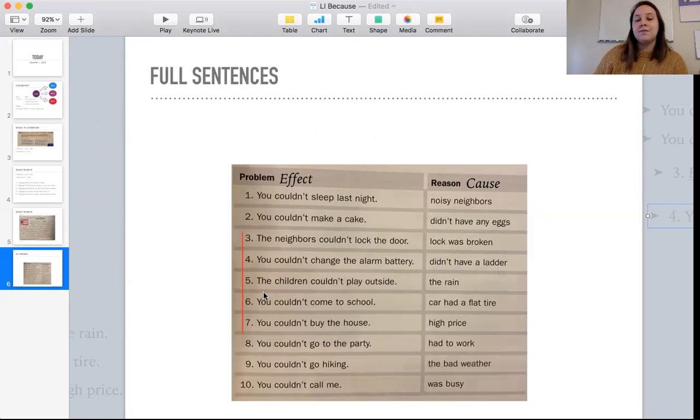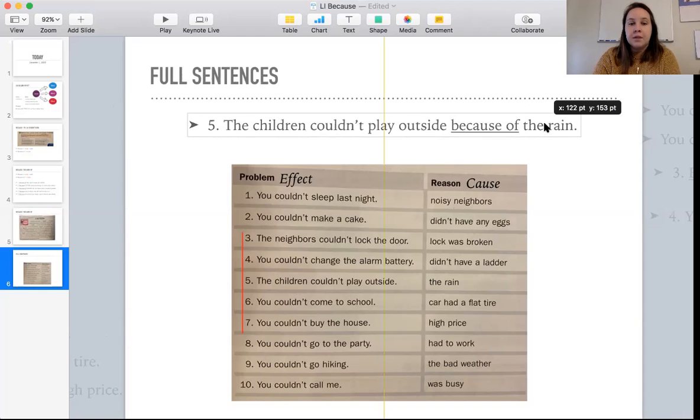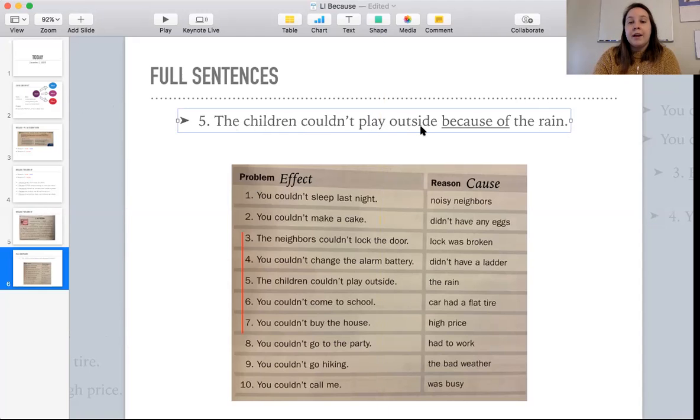Number 5, the children couldn't play outside. The cause is the rain. So our full sentence would be, the children couldn't play outside because of the rain. So we just have a noun, so we use because of.